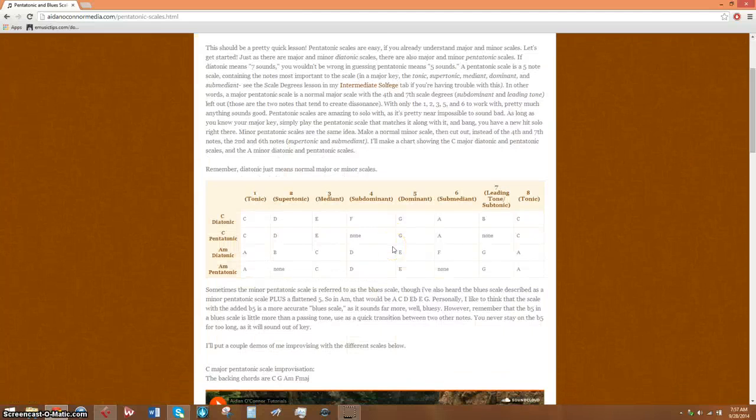Okay. So, in any major scale, you have 7 notes. And those 7 notes each have a name. Each degree has a name. The first note in a major scale is called the tonic, that's the root note. The second is the supertonic, etc.